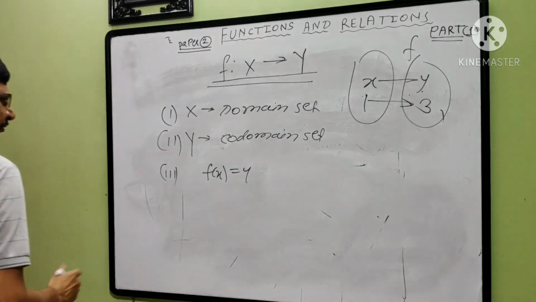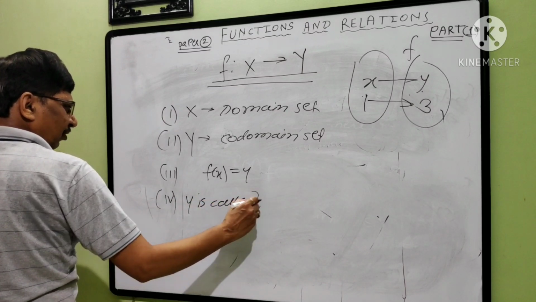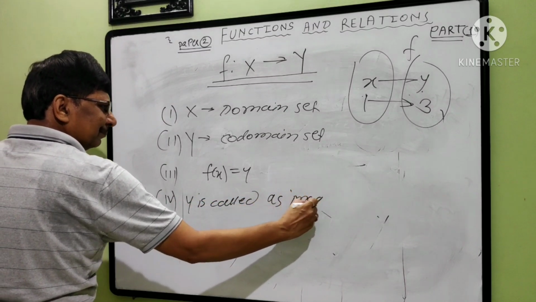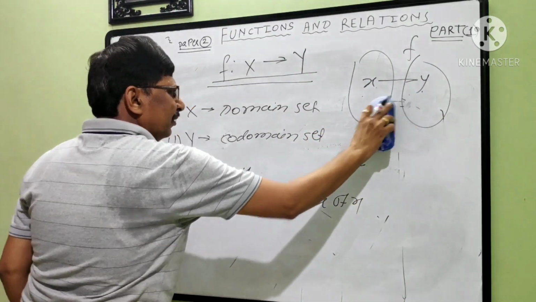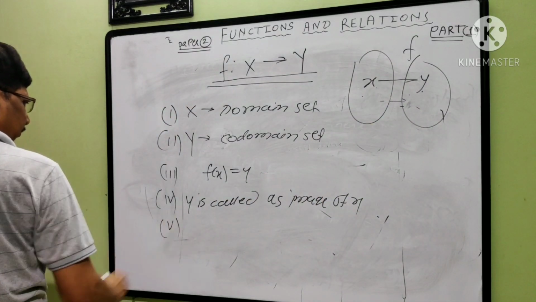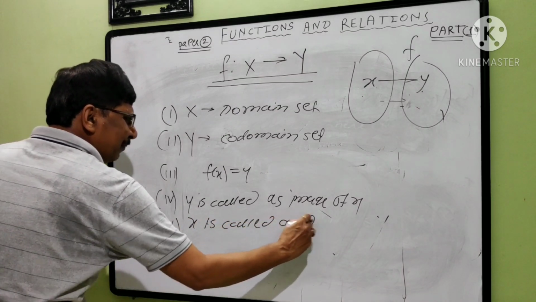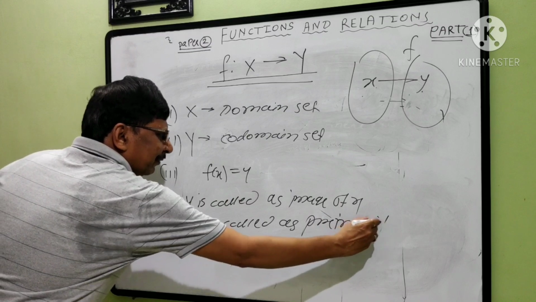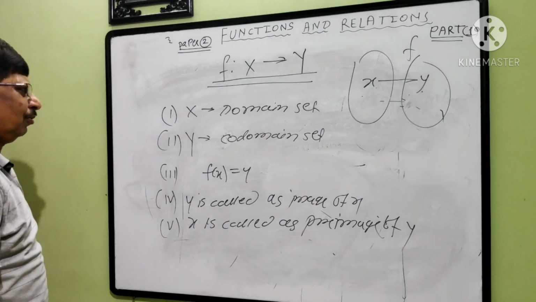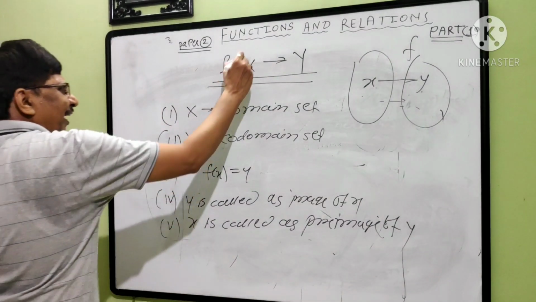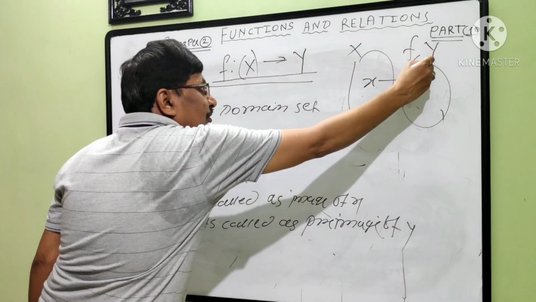Now this Y is called the image of X. Number 2, Y is called the image of X. And number 5, X is called the pre-image of Y. Okay. Now 4 things are clear. If it is a function from X to Y, this set is called what? This set is called the domain. This set is called the codomain.